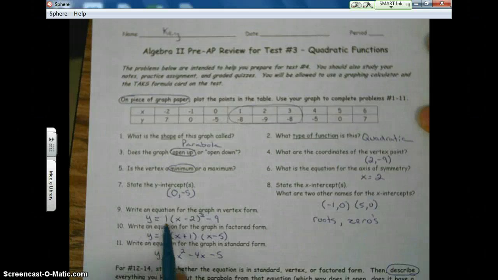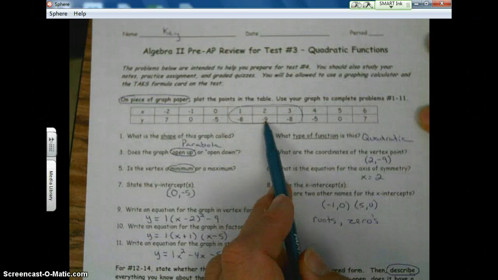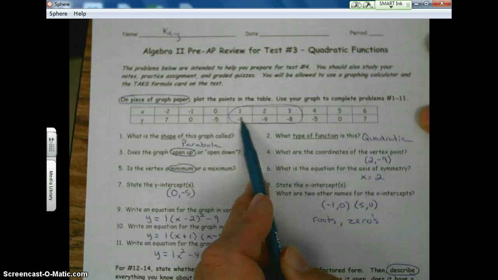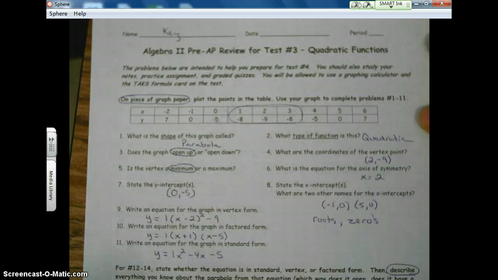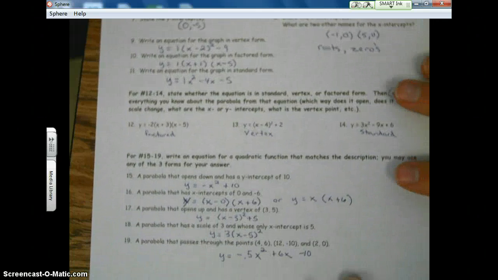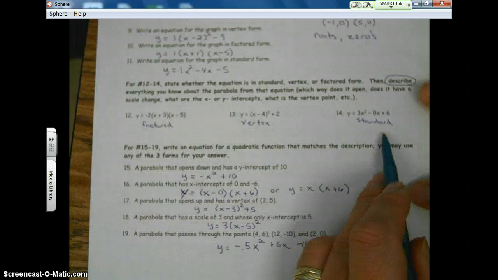I calculated the A value. You'll be able to see that better on your graph if you graph these points. But notice from -9 it went up 1 unit on the right and it went up 1 unit on the left. So that's your A value. You can pause this anytime. Okay, on these 3, those are the forms.